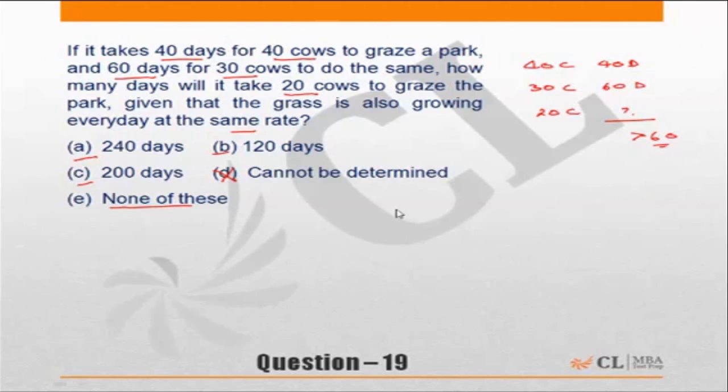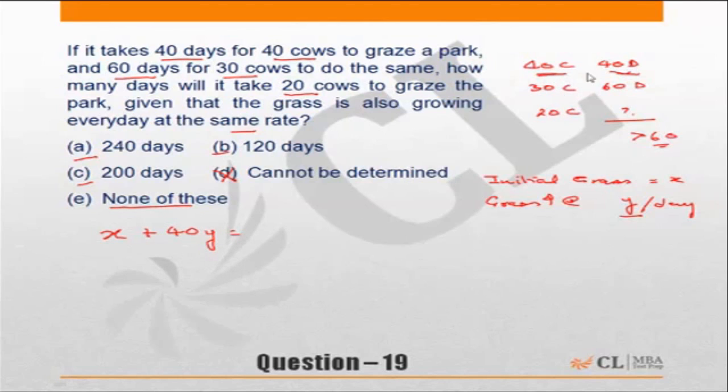Let me assume the initial amount of grass in the park is equal to X. Initial grass in the park is X. Let me say grass grows at the rate of Y units per day. So when there are 40 cows for 40 days, what is the total amount of grass which was available to them? Initially X units of grass was available, and over those 40 days, every day Y units of grass was grown, so 40Y additional. So X plus 40Y, what should this be equal to?